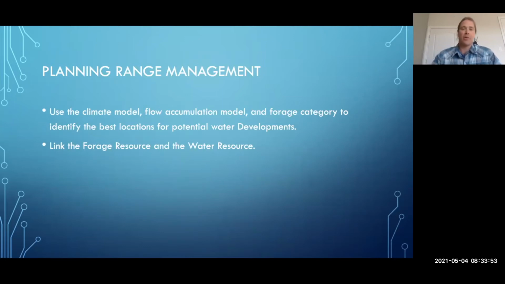We already looked at the climate model and the flow accumulation model, but we're going to spend more time on these forage categories. Part of the reason to look at the forage categories is that it can be used for planning water developments, and that was the purpose of the caribou pilot projects that we'll look at in webinar 4. It was using this tool for planning the best locations for water developments, and we did this by focusing on linking the forage resource and the water resource.